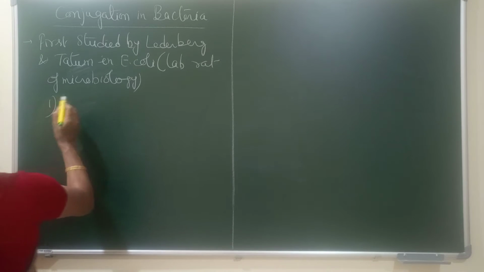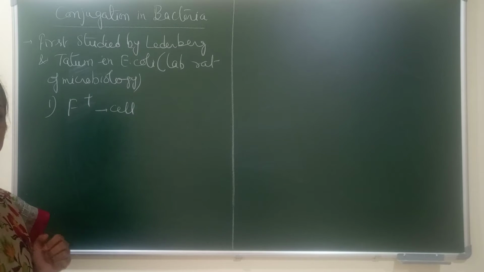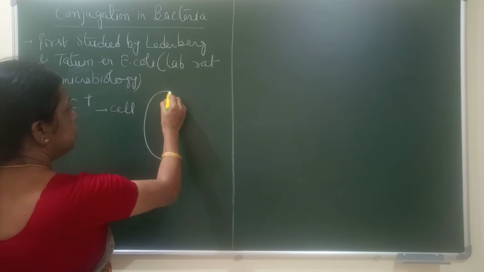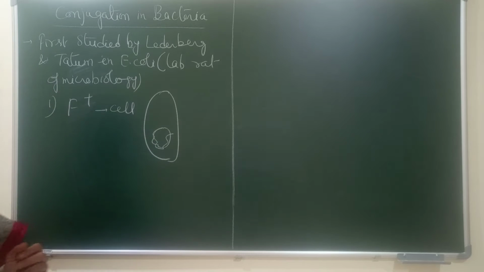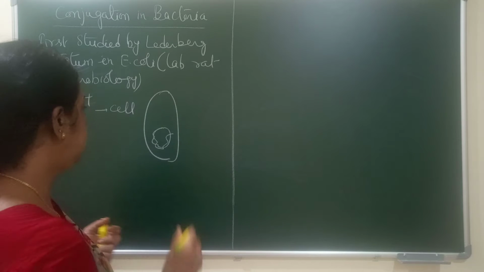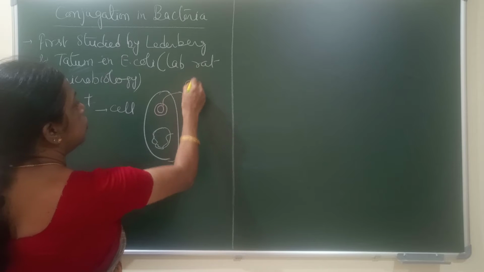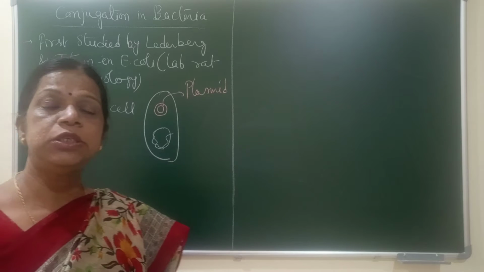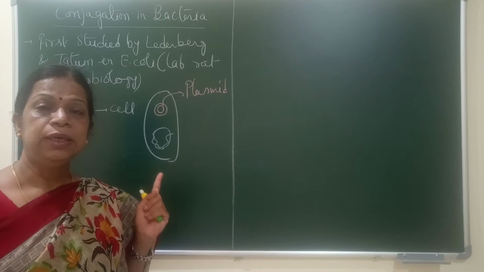The first type of donor is called the F plus cell. In an F plus cell, this is the E. coli, and it will have its own DNA, its own genetic material. In addition to its own genetic material, it will also have an extra genetic material which is called plasmid DNA. All of you are aware of plasmids. So this extra genetic material is called plasmid DNA.